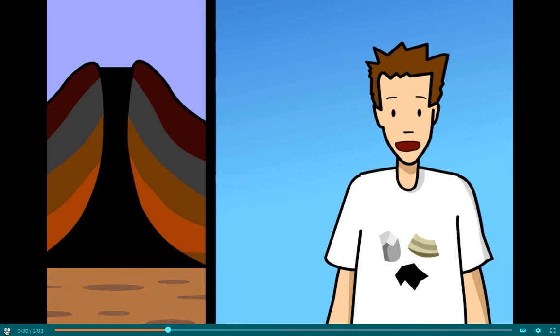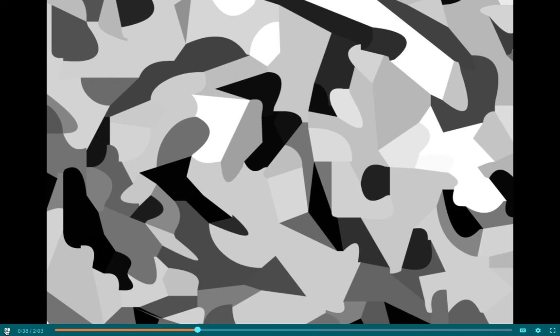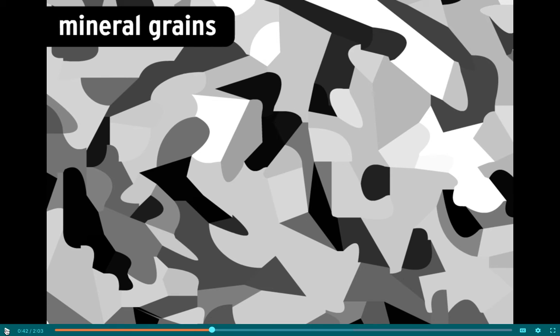The rocks that form when trapped magma cools are called intrusive igneous rocks. Okay, so when the magma cools underneath earth, remember it's intrusive. See those big crystals? Trapped magma takes longer to cool than magma that reaches the surface. This gives the atoms time to arrange into big crystals called mineral grains. Again, that's real important. The intrusive rocks have big crystals, mineral grains.